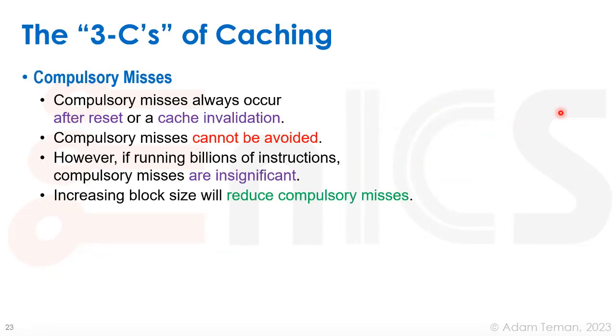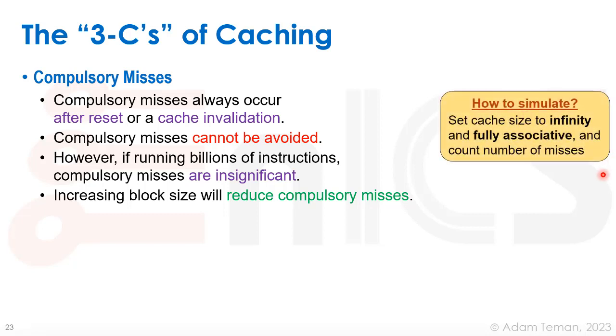So let's look at each one of these. Compulsory misses always occur after reset or cache invalidation, when the stuff we have in our cache is garbage. We cannot avoid compulsory misses. They're always going to happen. It's not something we can stray away from. But if billions of instructions are occurring, then compulsory misses are really going to be insignificant, because it's only going to be until we fill up the cache for the first time or a certain cache line. And of course, increasing the block size will reduce the compulsory misses, because we're going to be bringing in more data on each and every miss that we have, and there are going to be fewer cache lines in general.